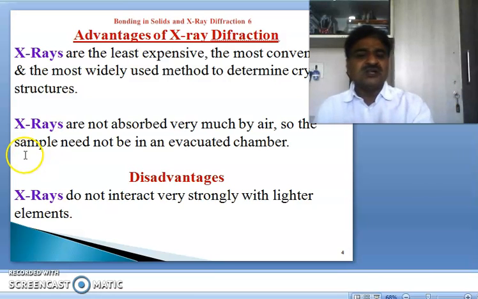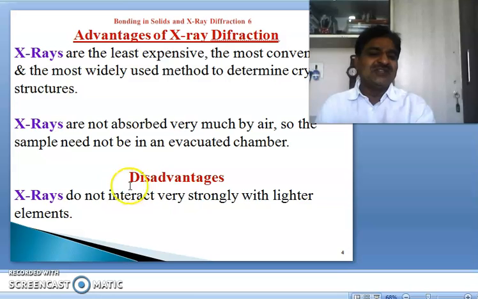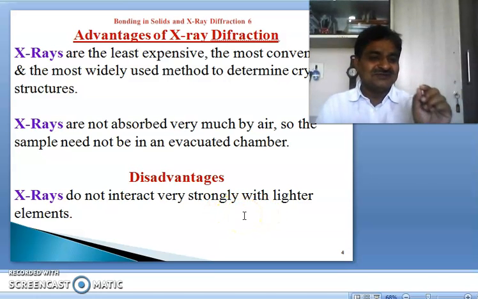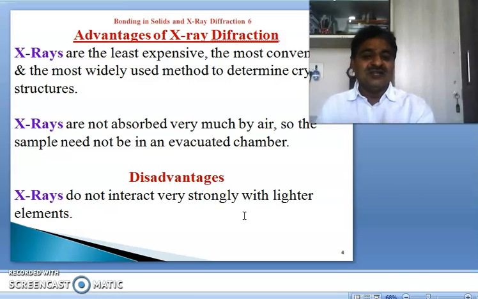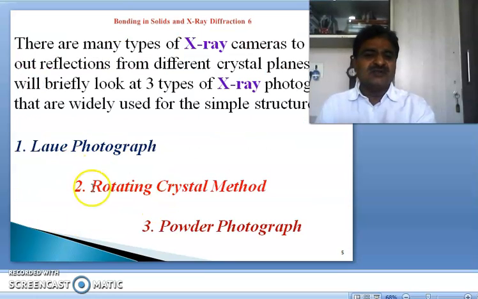Now let's turn towards the disadvantage. It has advantages, but there are some disadvantages. What? X-rays do not interact very strongly with lighter elements. Those elements which are lighter, on those they can't interact very strongly. So there are three types of X-ray photographs: Laue photograph, rotating crystal photograph, and powder photograph.